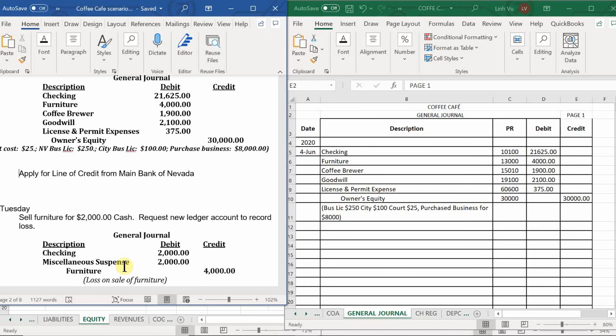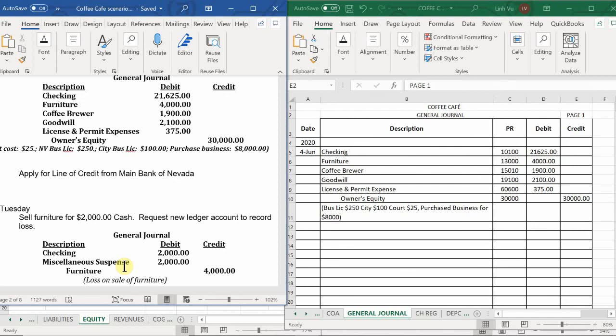So in this case, I created a fictitious account just to represent the loss on the asset until we for surely have a proper account for it. So in this case, because you guys are the bookkeeper, right? You're going to request me to create an account for the loss. So in this case, there it is. I'm just going to throw it in there as a miscellaneous suspense. Okay?